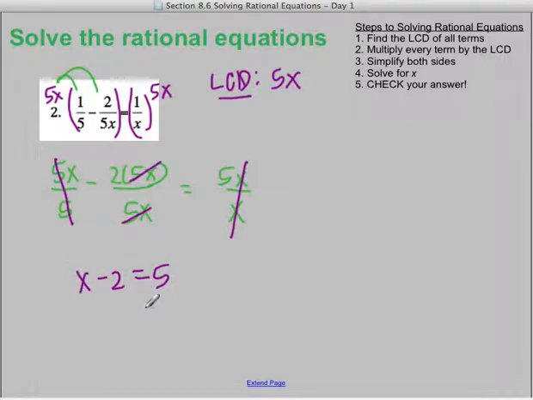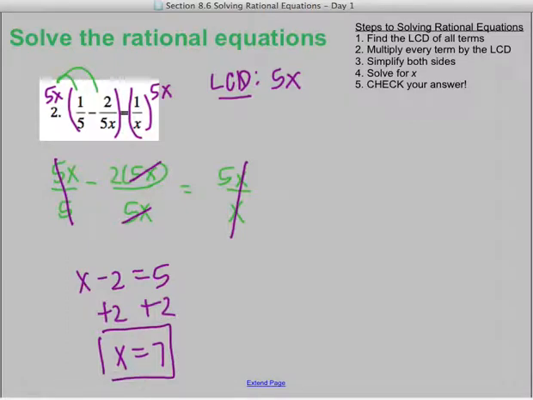One thing I would like to point out is if you go ahead and multiply by the LCD and you still have fractions, that means you did not select the correct LCD. So you'd have to go back and look. Okay, so now it's just a nice little simple one-step equation. I would add 2 to both sides, so x is equal to 7. Okay, so our step 4, solve for x. We have x. Now my last thing is to check my answer.